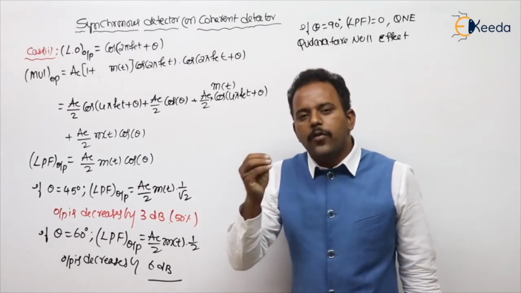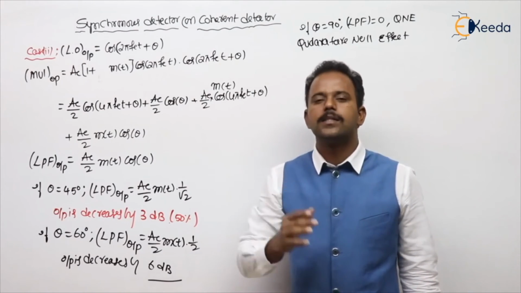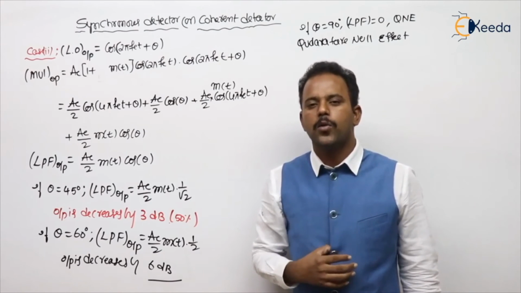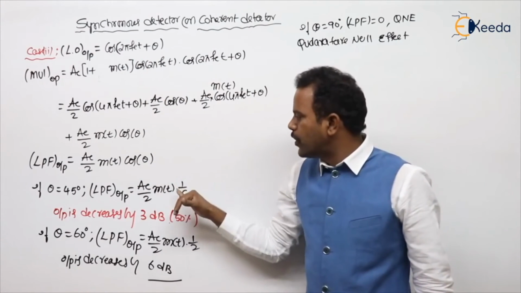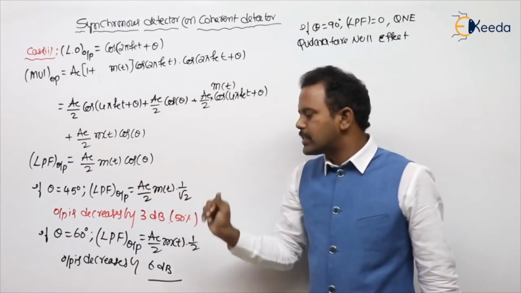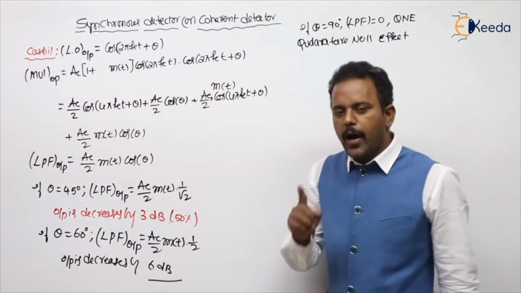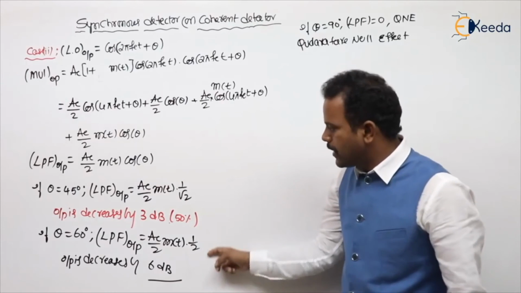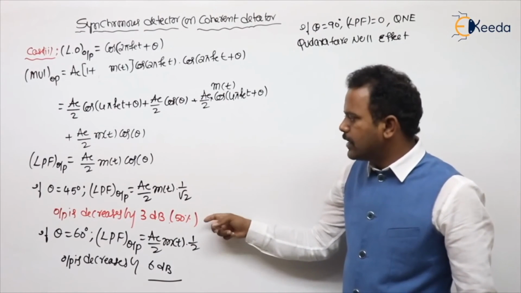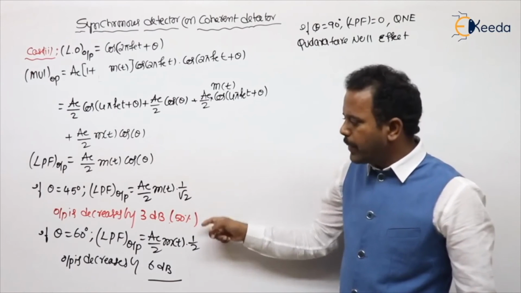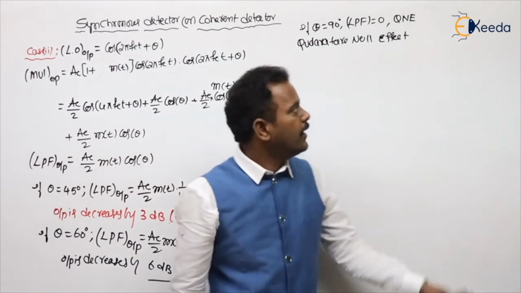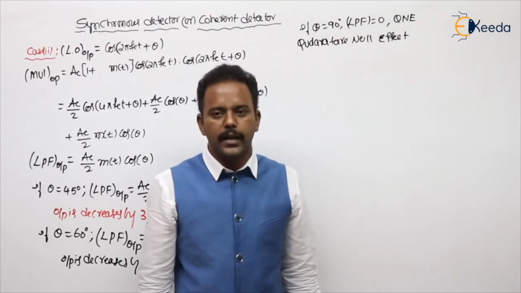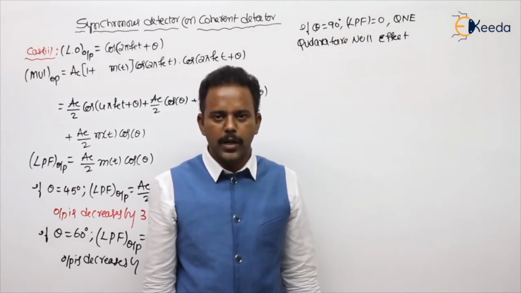So we need to nullify that phase difference, so we are using the Costas loop. If this theta value is 0, then we will get the same value. Objective questions and GATE problems are asked based on this: if the phase difference is 45 degrees, what will happen? 60 degrees, what will happen? 90 degrees, what will happen? Like that. Got my point?